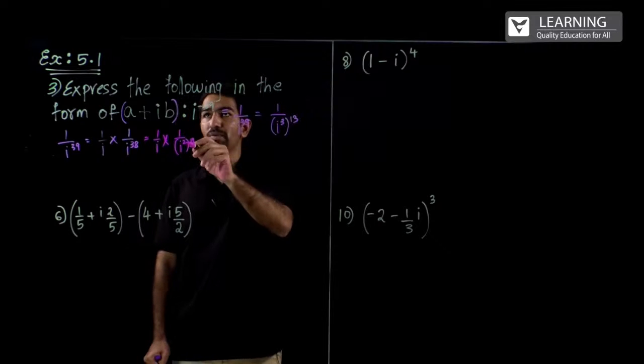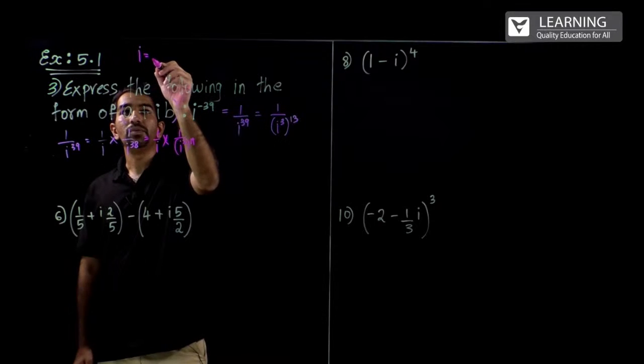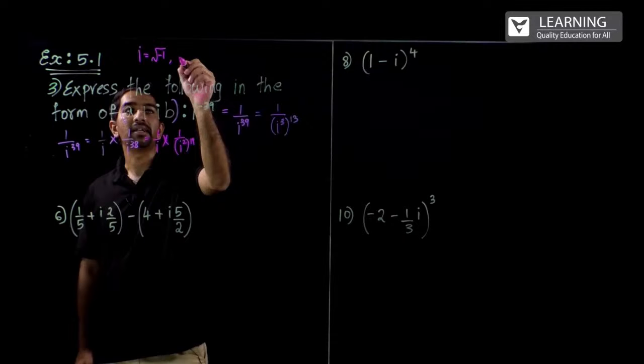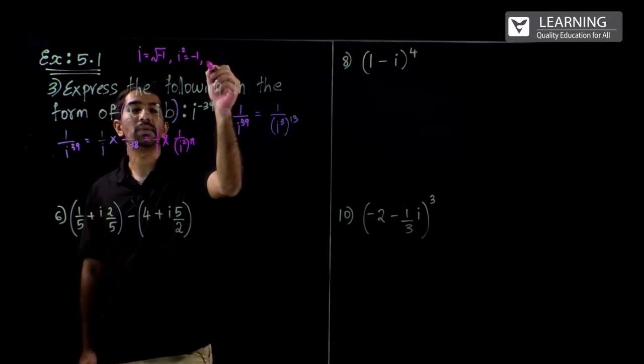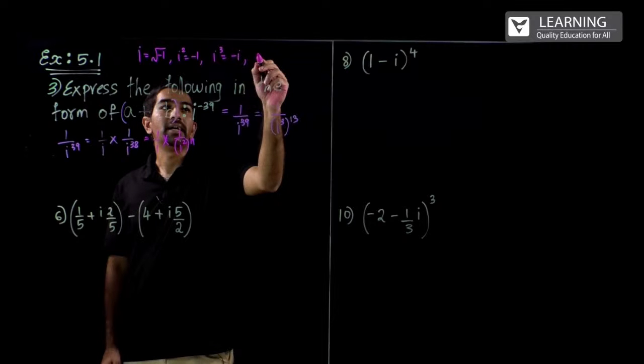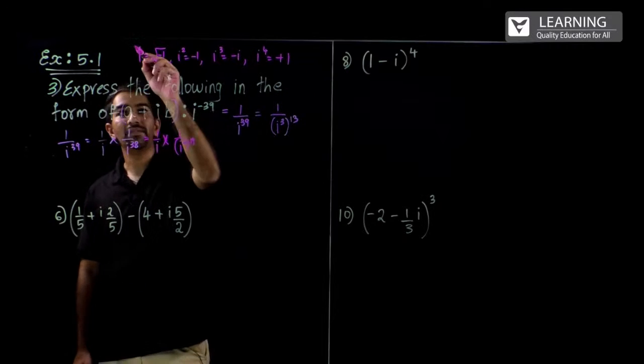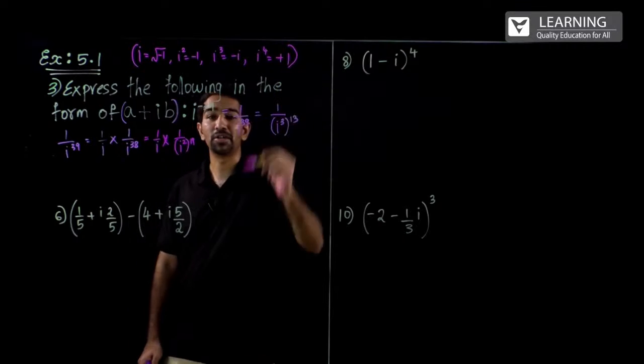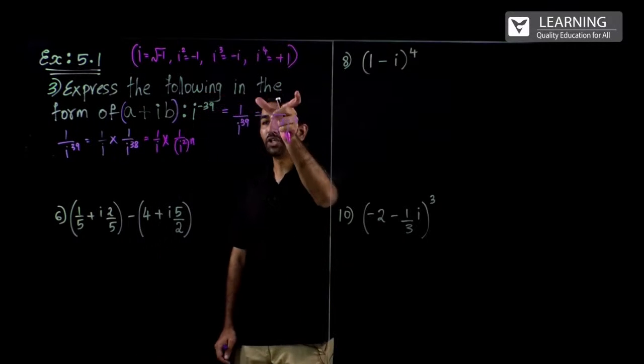Before we start, see here, i is equal to root of minus 1, correct? i square equals minus 1, i cube equals minus i, and i to the power of 4 equals plus 1. You have to remember this, students. We have also seen this in the synopsis, so remember the same thing here.